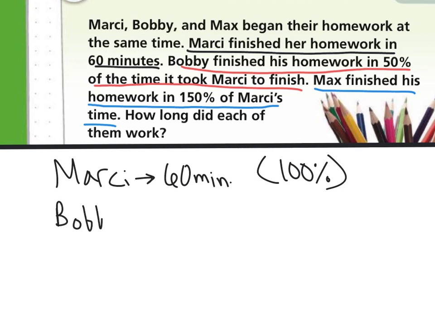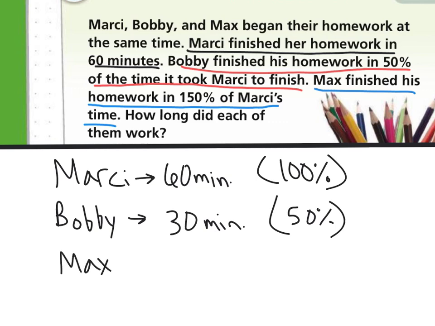The next thing talks about Bobby, and he finished his homework in 50% of the time it took Marcy to finish. So you might think of 50% as half of 100%, so half of 60 minutes would be 30 minutes. And then finally, Max, it says, is 150%.